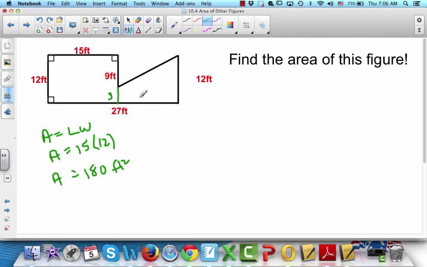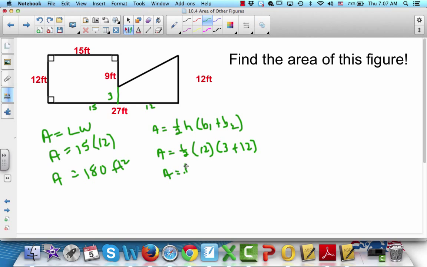Now we need to know our height. Well, we do that the same way we did it in the last problem. If from here to here is 15, from here to here has to be 27 minus 15, or 12. So we go area equals 1/2 times the height times the first base and the second base. So that gives us area equals 1/2 times the height, which is 12, times the first base plus the second base. Take care of the parentheses first. I'm sorry. 1/2 times 12 times 15. And then area equals 1/2 times 12 is 6 times 15. Area equals 90 feet squared.